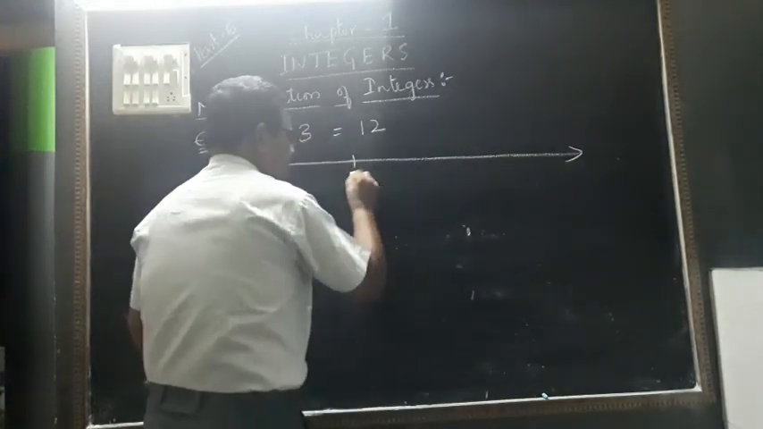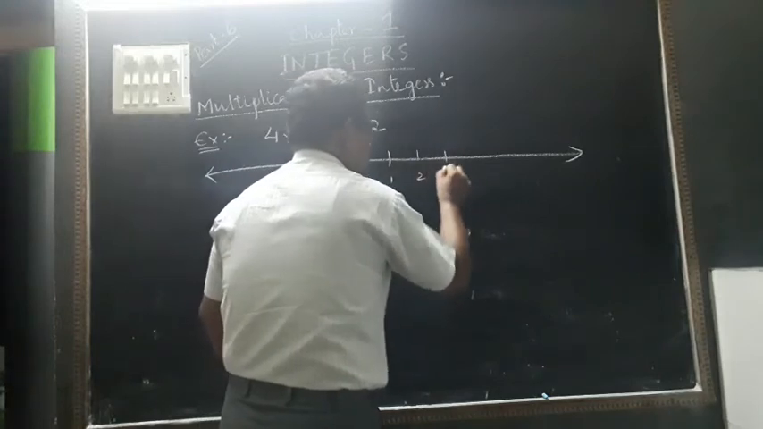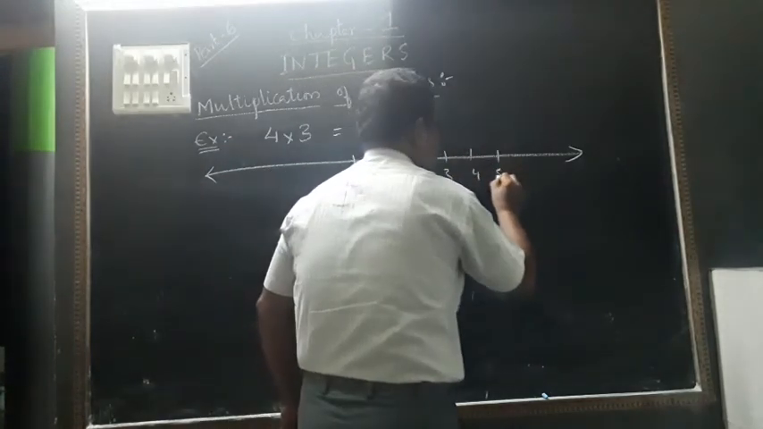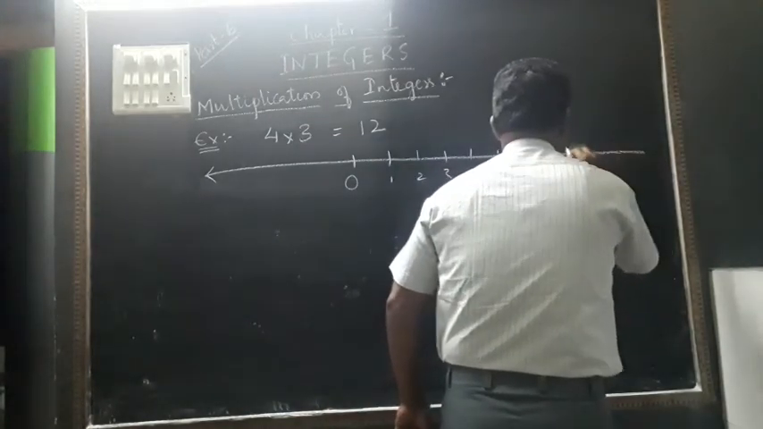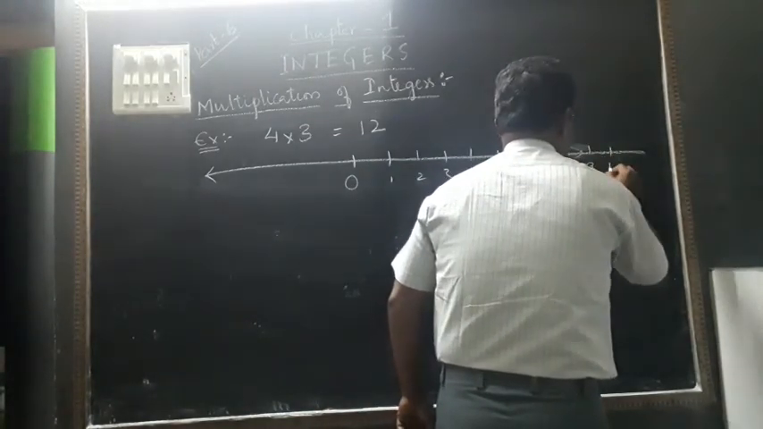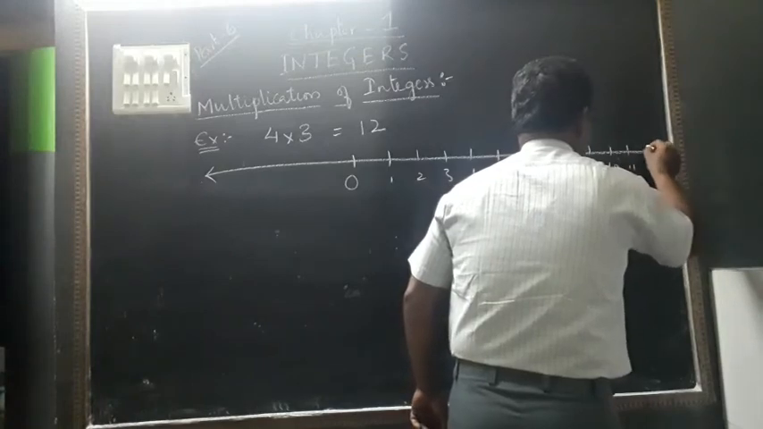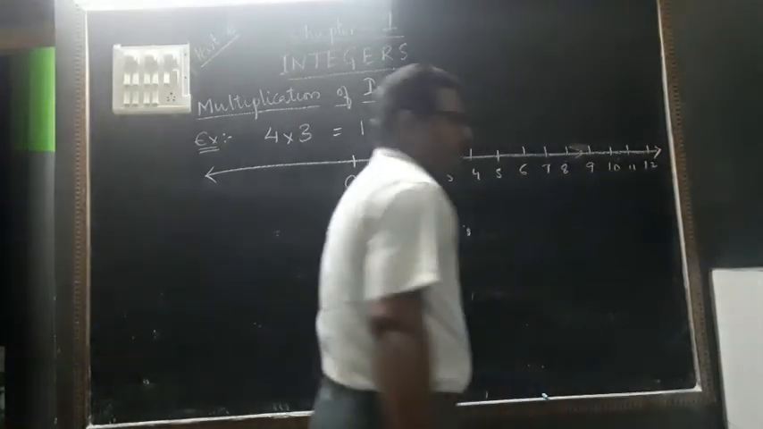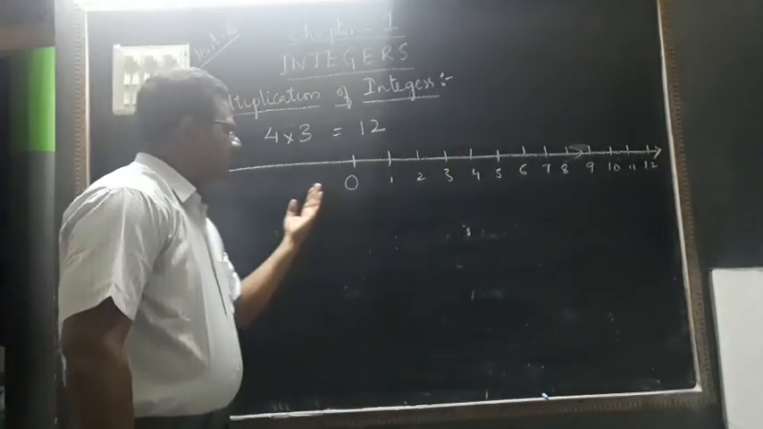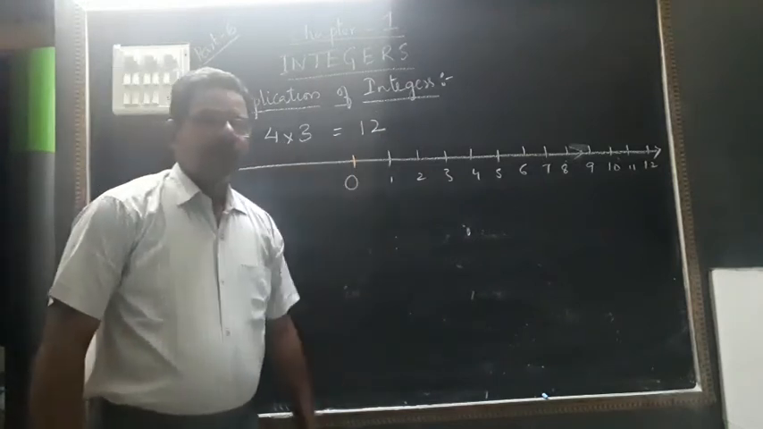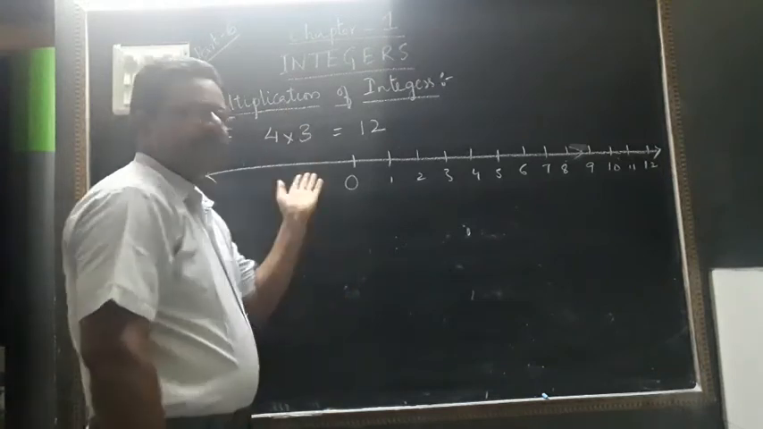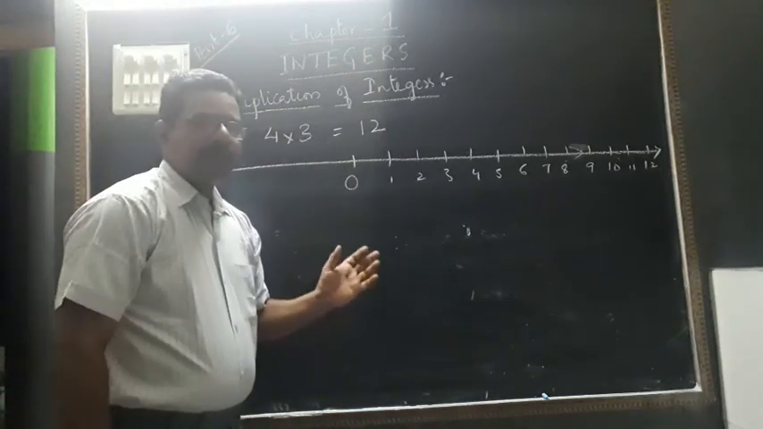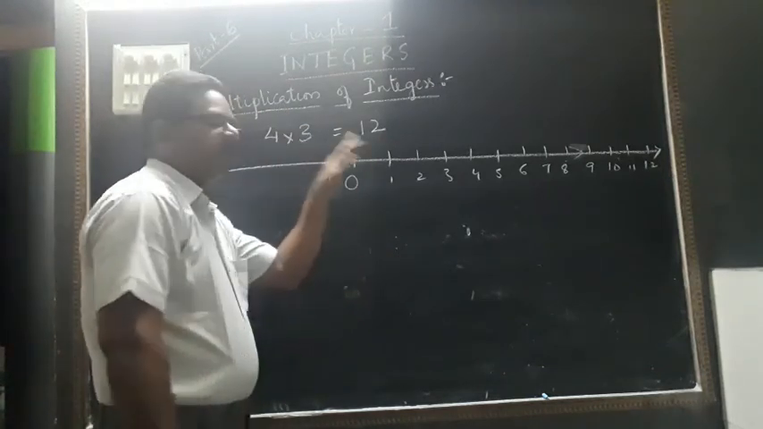This is 0, 1, 2, 3, 4, 5, 6, 7, 8, 9, 10, 11, 12. Up to 12 I have taken. So negative numbers are not there, all are positive. So we can use positive numbers. So 4, 3 times it jumps. How many times? 3 times. Into 3 means 3 times.